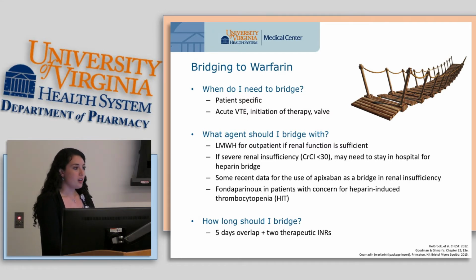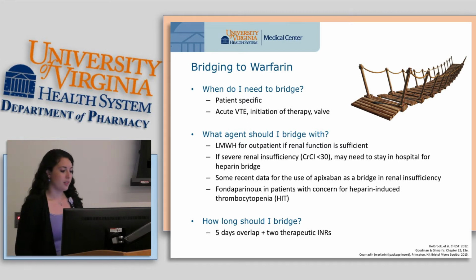Also, if we reach our 5 days and we still haven't had 2 therapeutic INRs, then we continue the bridge until we get 2 therapeutic INRs consecutively in a row. So you need both of the standards to be able to complete the bridging.